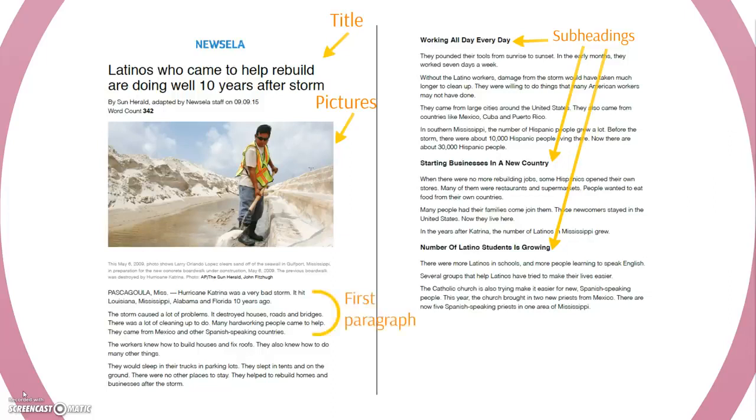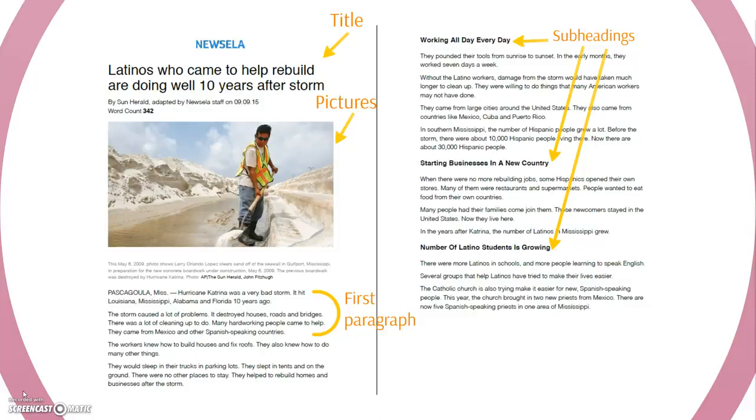Let's read this together. Pascagoula, Miss. Hurricane Katrina was a very bad storm. It hit Louisiana, Mississippi, Alabama, and Florida 10 years ago. The storm caused a lot of problems. It destroyed houses, roads, and bridges. There was a lot of cleaning up to do. Many hardworking people came to help. They came from Mexico and other Spanish-speaking countries.